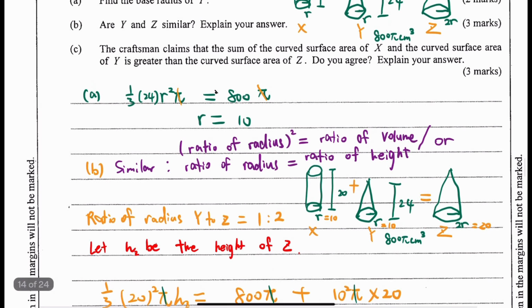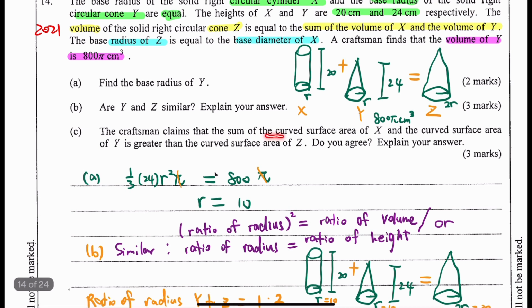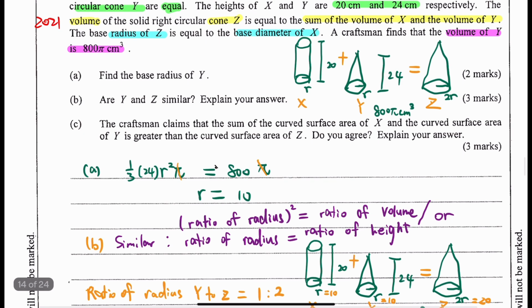So C, asking whether the sum of the curved surface area of X and the curved surface area of Y added together should be greater than the curved surface area of Z. Do you agree? So we calculate the curved surface area.